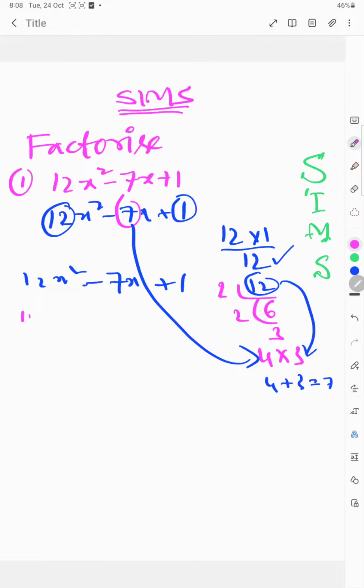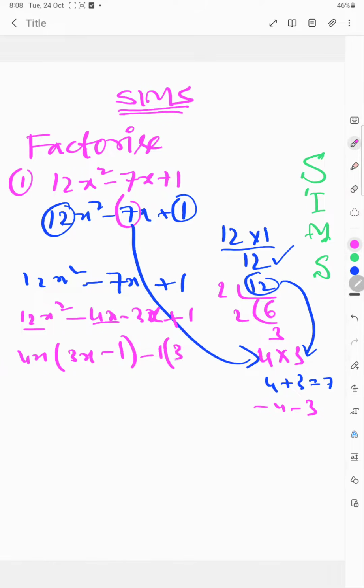Now 12x square, 4 plus 3 is 7, both minus, so minus 4 minus 3, total minus 7. So 4x minus 3x plus 1. So 12x and 4x both have common 4x; 3 into x minus 1. Common 3x minus 1. So 3x minus 1 is common.